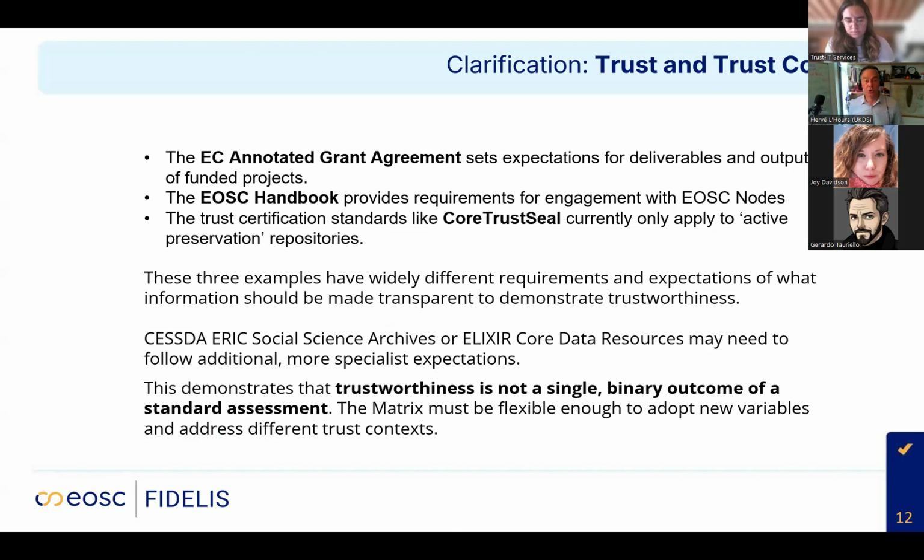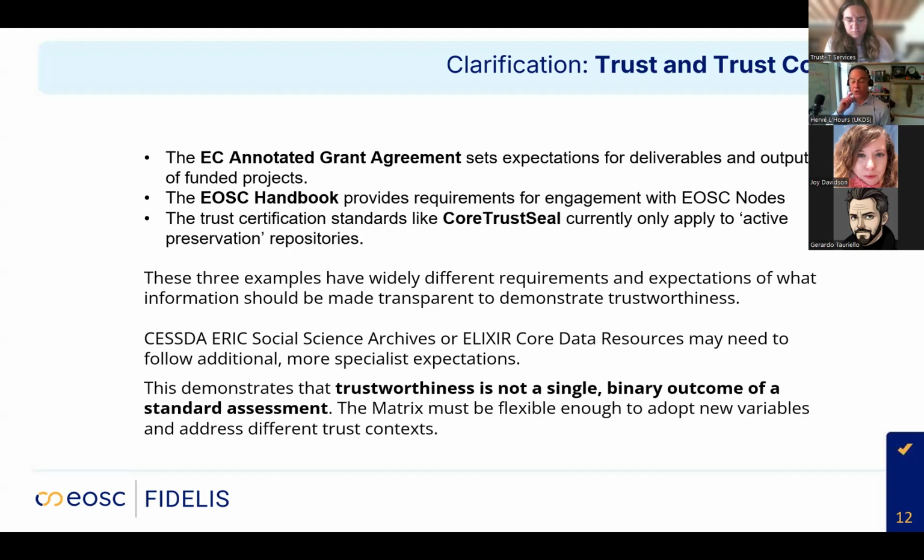And then finally, trust and trust context, which is something we'll be working a lot more on as we gather feedback here and then take this out more broadly. So the EC annotated grant agreement sets specific expectations for deliverables and outputs of funded projects. The EOSC handbook provides requirements for engagement with EOSC nodes. And then trust certification standards, including things like the Core Trust Seal, currently only apply to active preservation repositories. So that's just 3 examples. They've all got widely different requirements and expectations of what information should be made transparent to demonstrate trustworthiness. In addition to that, something like the CESSDA ERIC of social science archives, or the ELIXIR Core Data Resources, and repositories involved with them may need to follow additional and more specialist expectations.